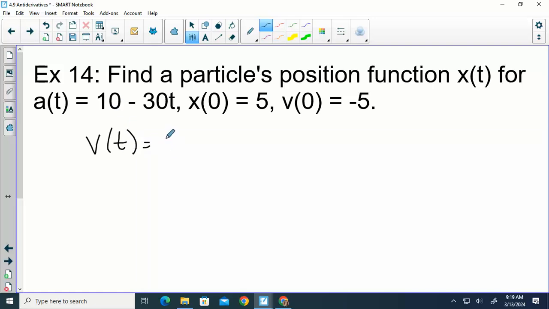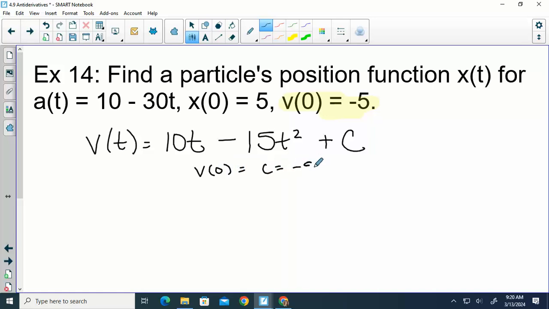What's the antiderivative of 10? Except t is our variable here. Minus the antiderivative of 30t. And then we would need plus c. Did I give you the information to find c? Because I told you the velocity at time 0 is negative 5. So if we put in a 0 for all of our t's, we just get c equals negative 5. So the velocity function is 10t minus 15t squared minus 5.